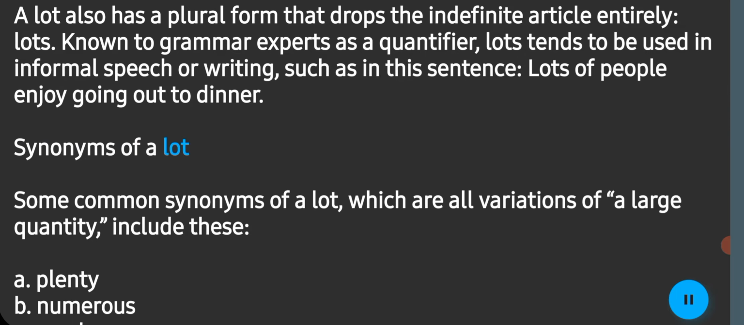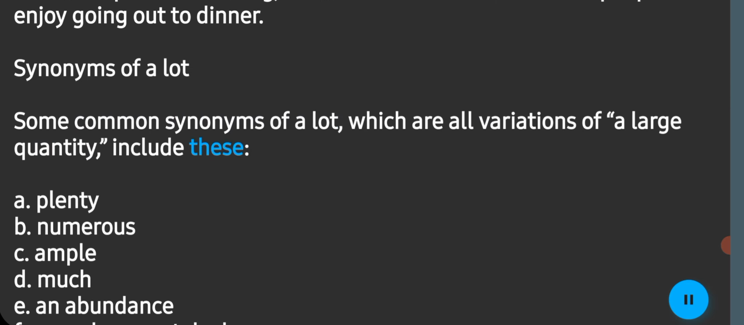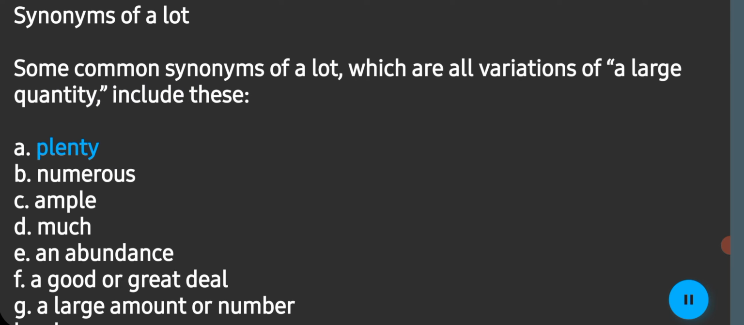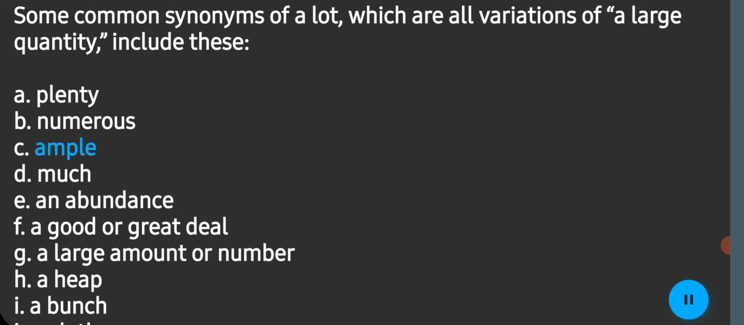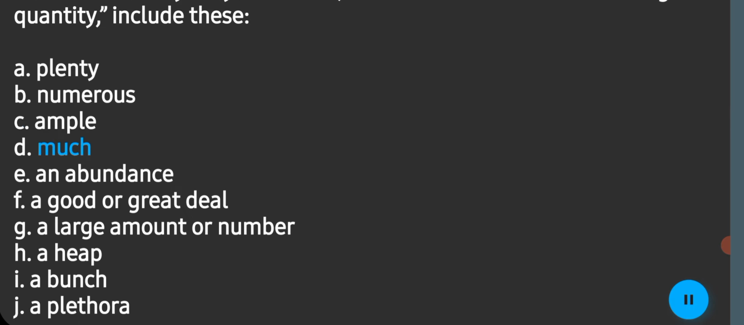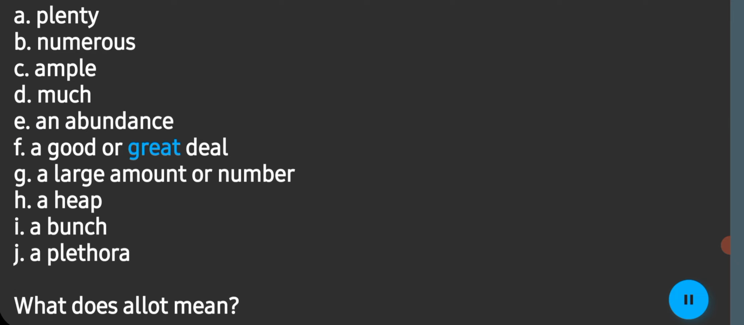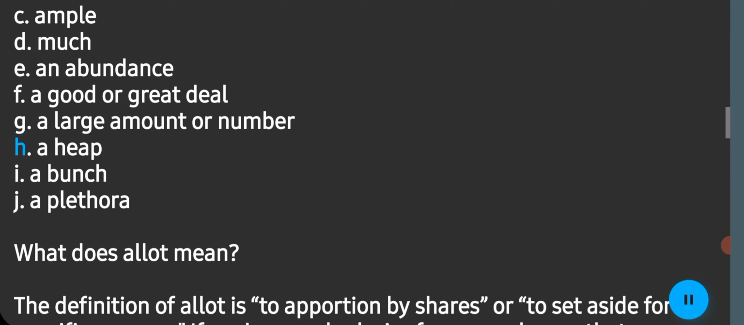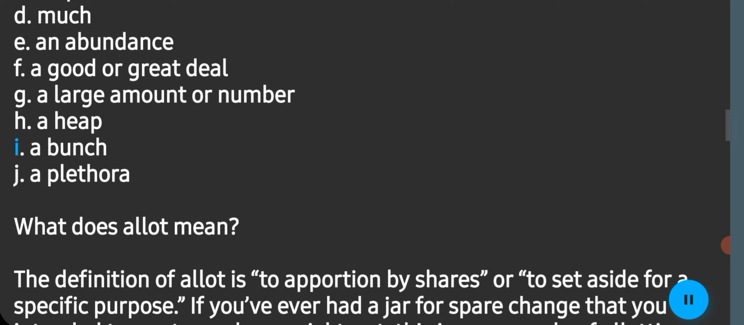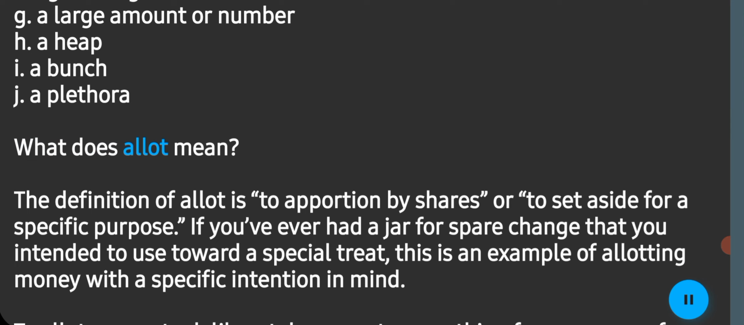Synonyms of "a lot." Some common synonyms of "a lot," which are all variations of a large quantity, include these: a. plenty, b. numerous, c. ample, d. much, e. an abundance, f. a good or great deal, g. a large amount or number, h. a heap, i. a bunch, j. a plethora.